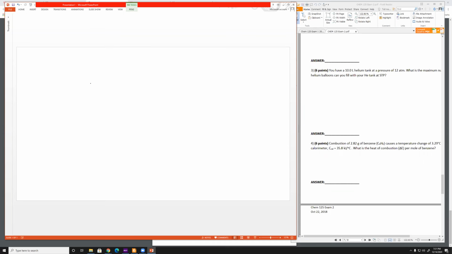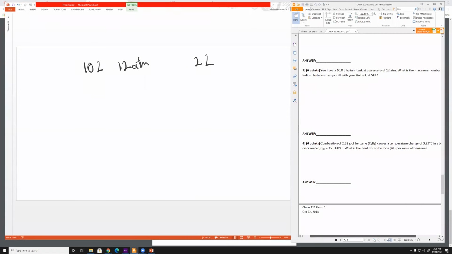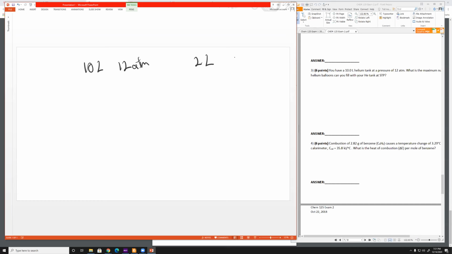So what we do here is we can say we have a 10-liter tank that's 12 ATM. And the balloons are how much? 2-liter balloons. And what is the maximum number of 2-liter balloons you can fill at STP? So we want our balloons to be STP, which means our pressure is 1 ATM for our balloons.